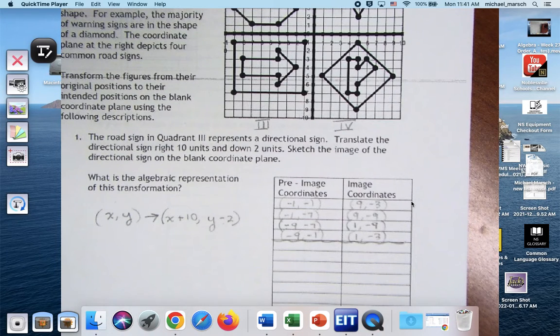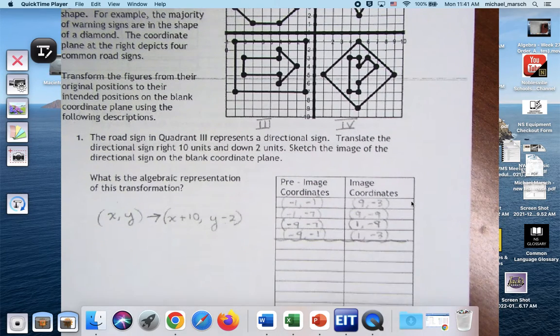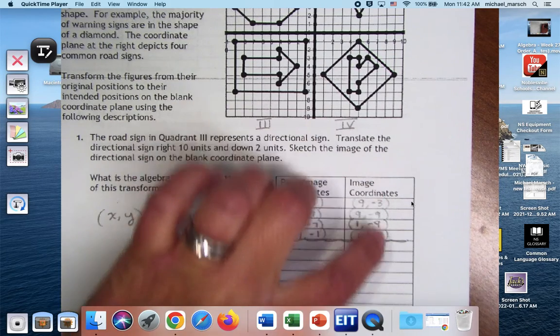So then I would go to my coordinate plane, and I can plot those 4 points and connect them. So go ahead and do that. Go to your coordinate plane, plot those 4 points that are going to represent the outside of that directional sign. So you're going to plot the image. We already know where the pre-image is. We're plotting the new image.